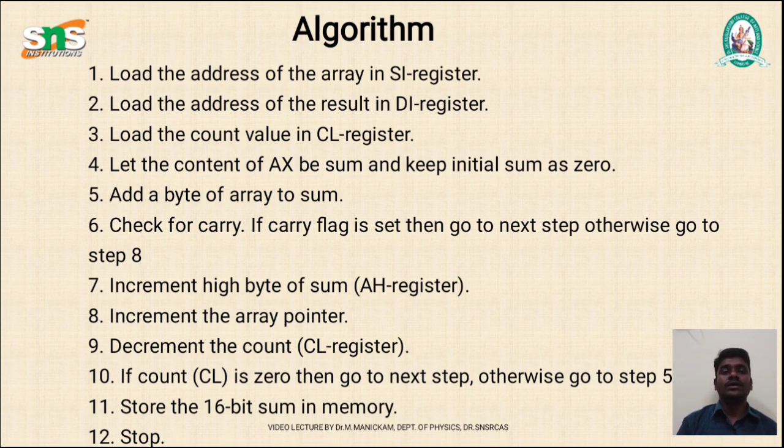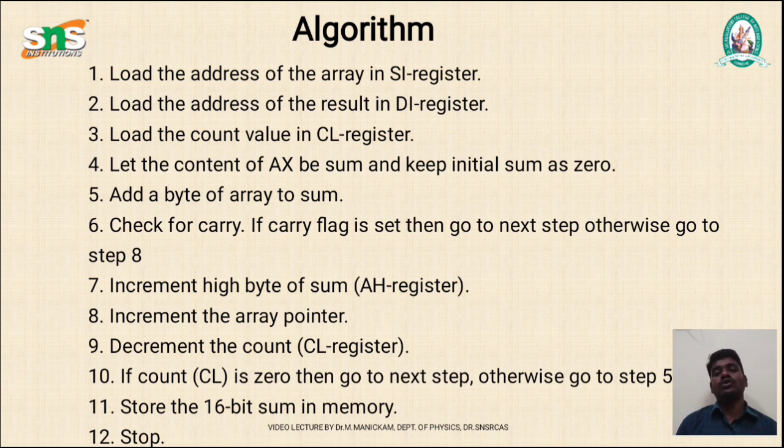So we reset the AX register here. Then add the byte of array to sum. In the fifth step, the AL register has some value and the SI register pointer has some value, the first value or second value, whatever it may be. So we are adding, and after that it will keep aside the AX register, and the AL register has the same value.